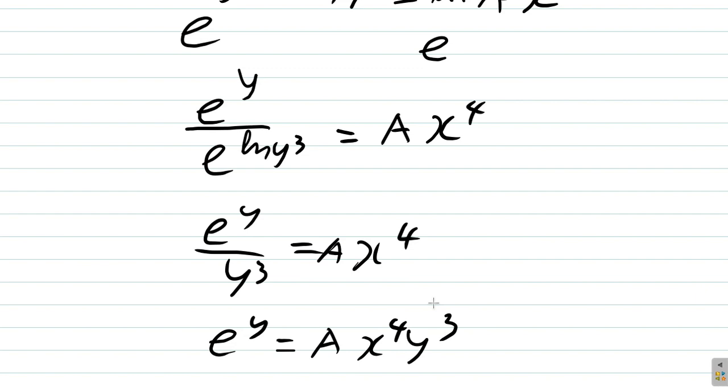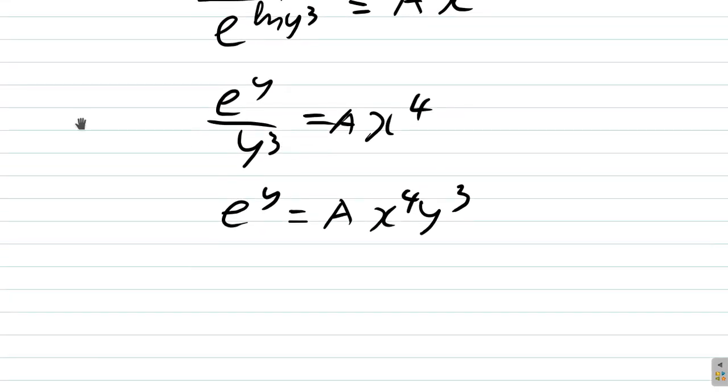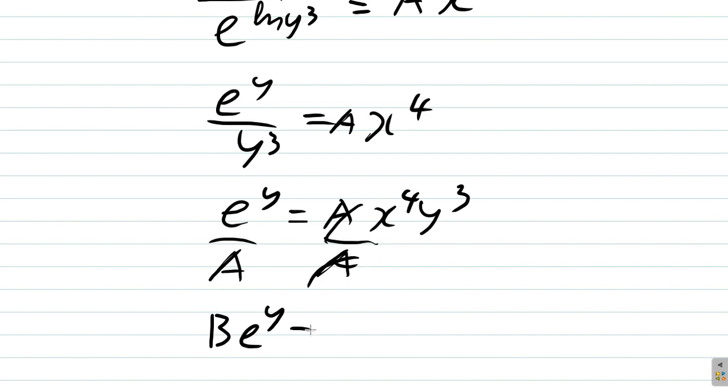And then, well, you could leave it like that. But suppose you divide both sides by a. When you divide by a, this over a cancels, and this over a. This is same as e to the y times 1 over a. 1 over a is a different constant, so we can call it b. b e to the y equals x to the fourth y cube. That looks interesting.